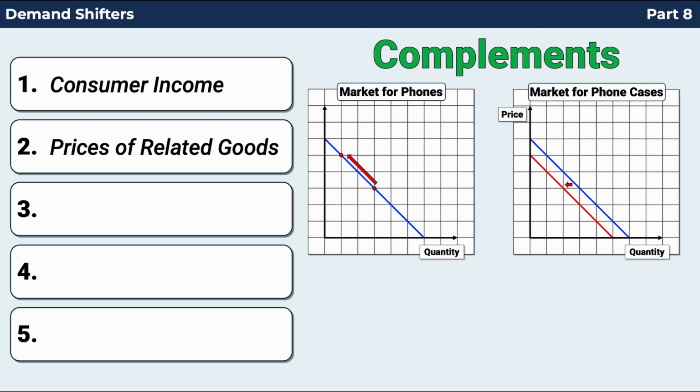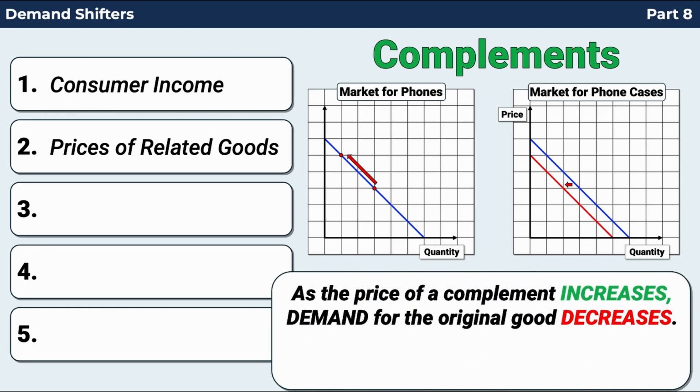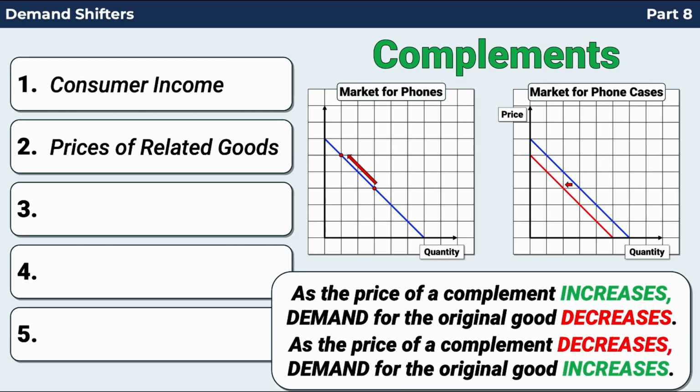And so in this case, they have an inverse relationship. So as the price of the complement increases, demand for the original good will decrease and vice versa. So they move in opposite directions, which is more what you would expect when you consider the law of demand. And again, this is only true for complements.